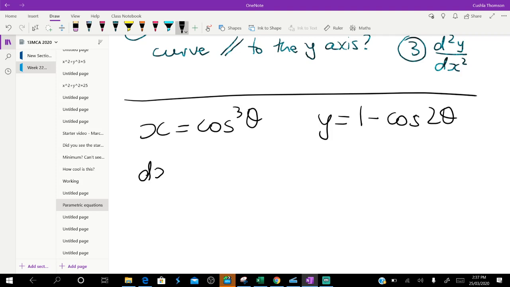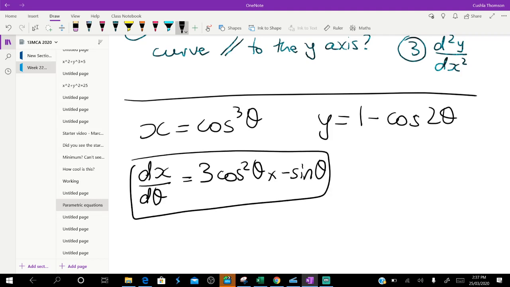Yeah, Cam, you're nearly right, but you're not quite right. So dx by d theta is going to be 3 cos squared theta times negative sine theta. Right? And dy by d theta, we have to differentiate this, so it's going to be 2 sine 2 theta. You've got to have the 2 because you're doing a chain rule on this one. So Cam, that's almost certainly what your mistake is.